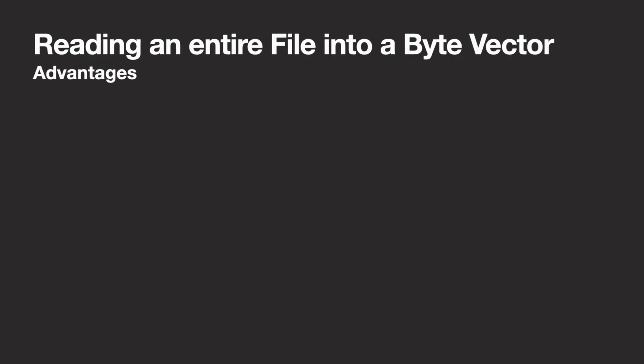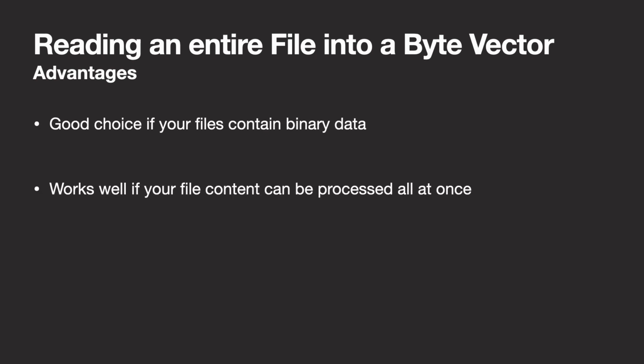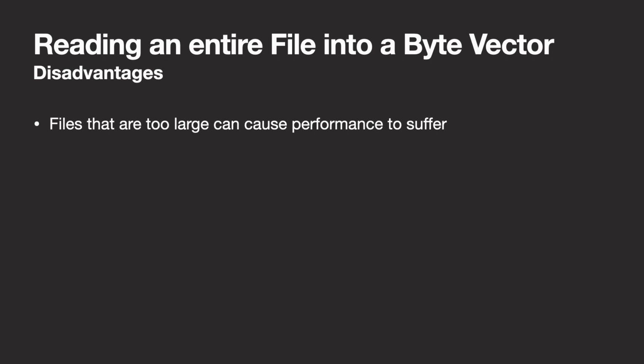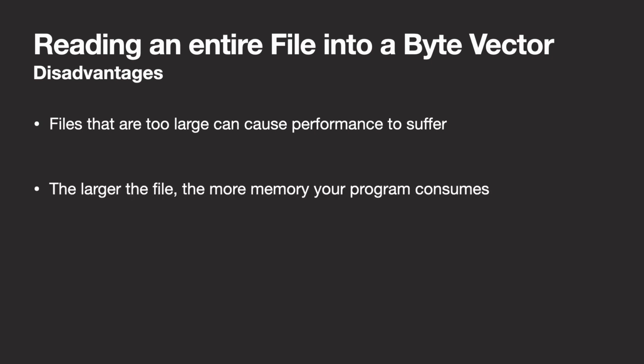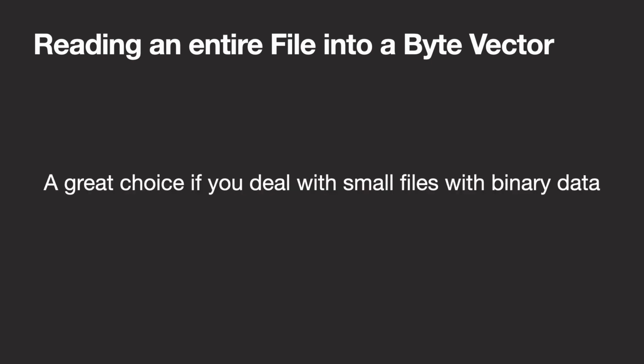Let's look at the advantages and disadvantages again. This method is a good choice if your file contains binary data of any form and can be processed all at once. The disadvantages are nearly the same as for the last method. If the file is too large, this method might have severe performance impacts. And the larger the file, the more memory your program needs to allocate. You can use this method if you have smaller files that contain data in some binary format.